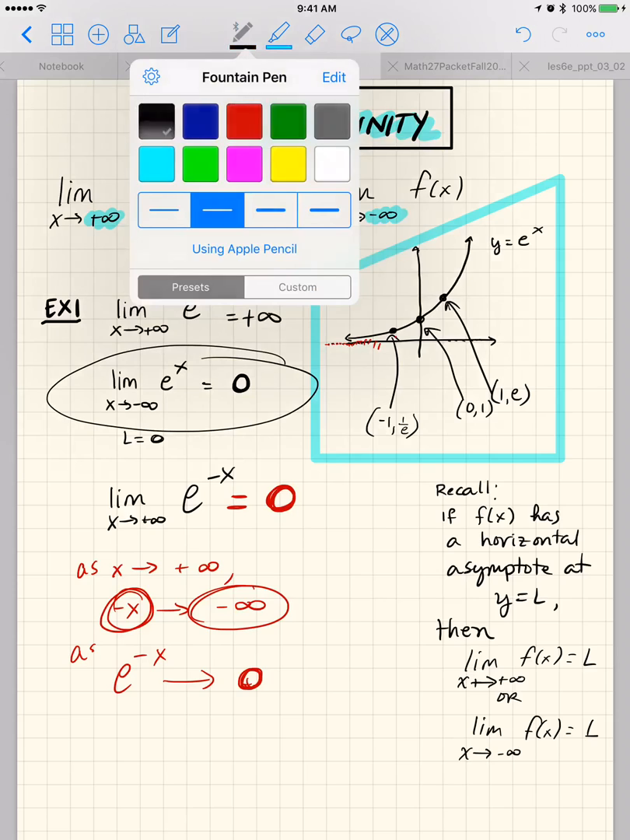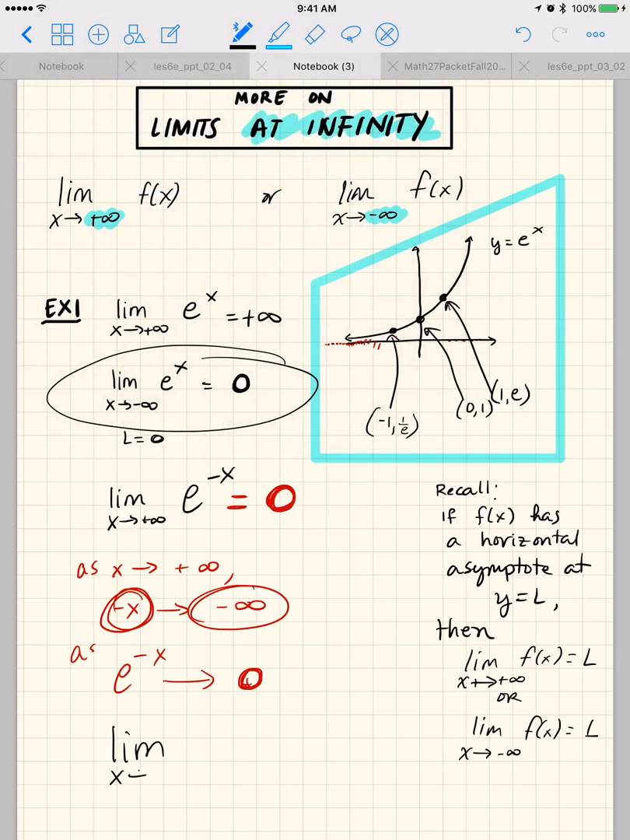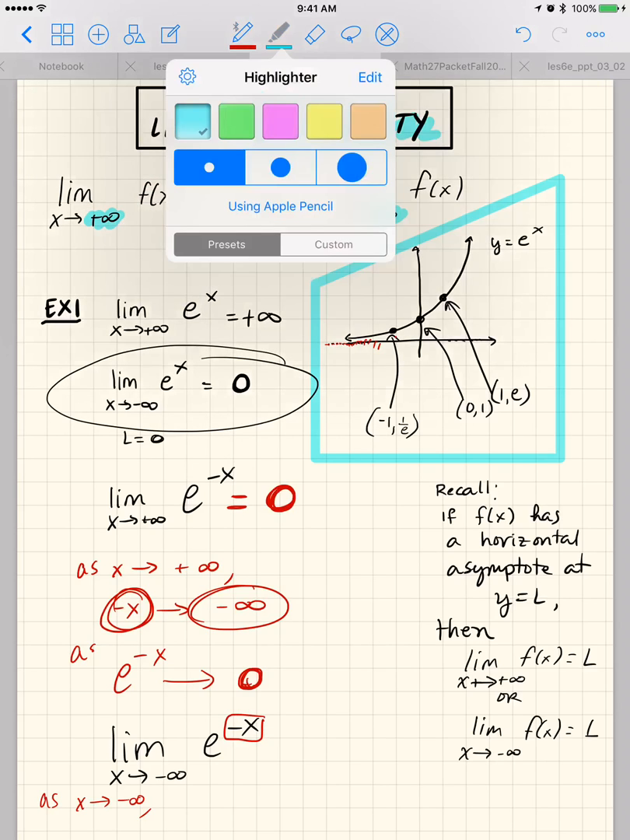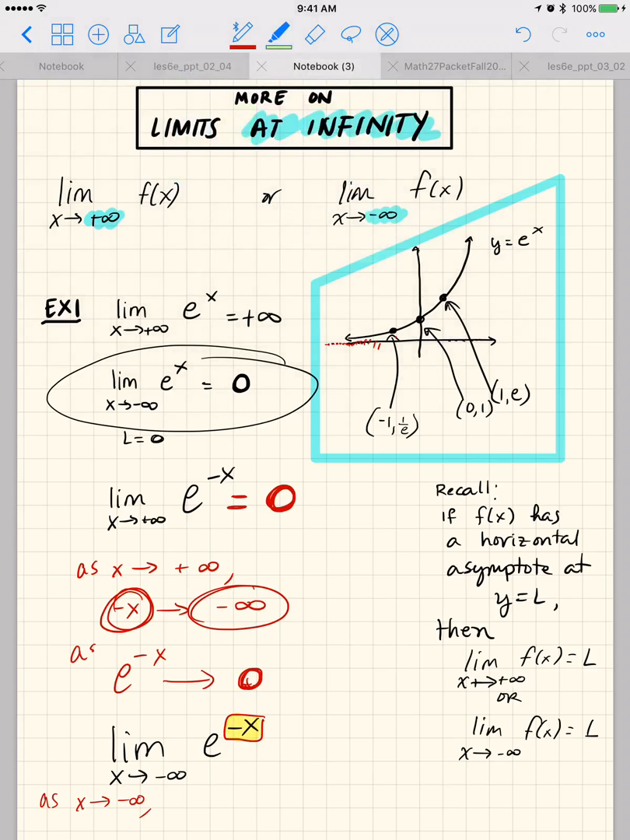And let's do one more, which is the limit as x approaches negative infinity of e to the negative x. Here we use similar reasoning. As x approaches negative infinity, negative x is going to plus infinity. So e to the negative x is going to plus infinity, because the exponent is getting larger and larger. Looking at our graph, as the exponent gets larger and larger, the values go to plus infinity, so we get plus infinity.